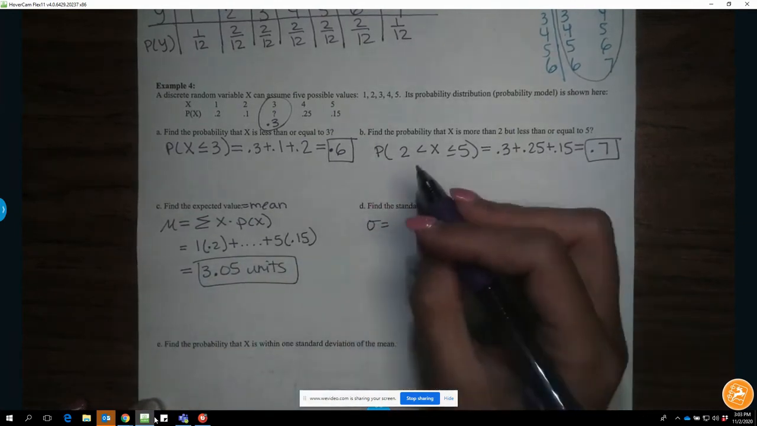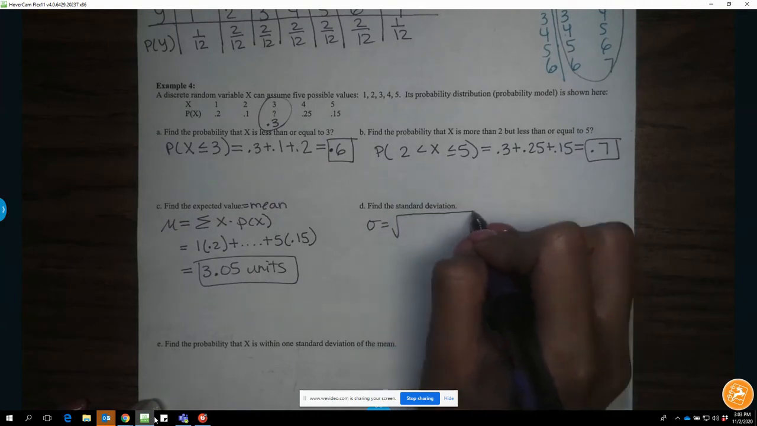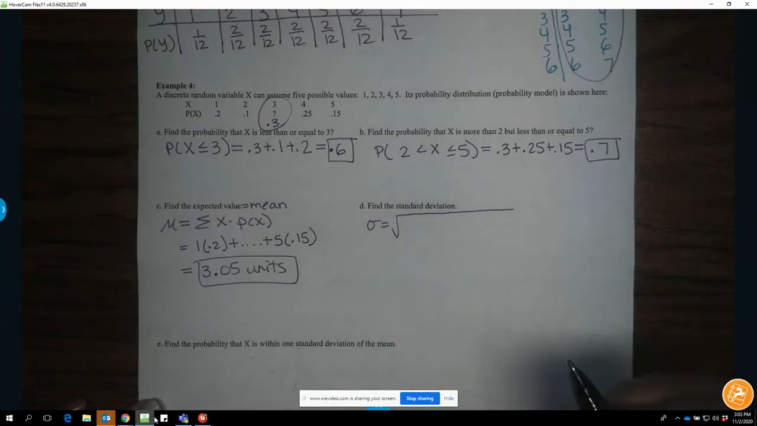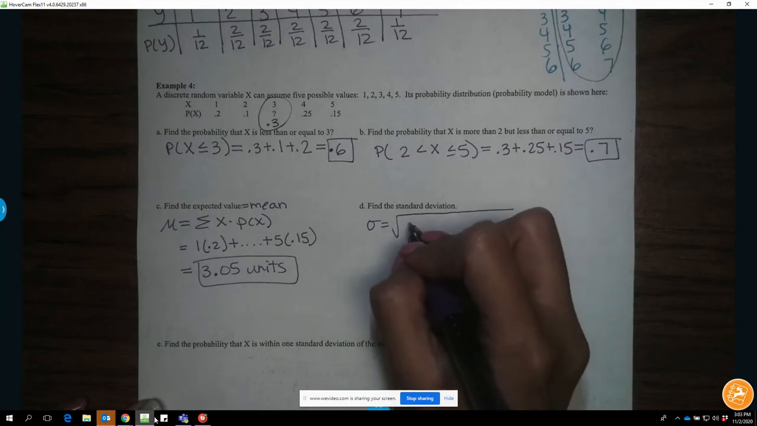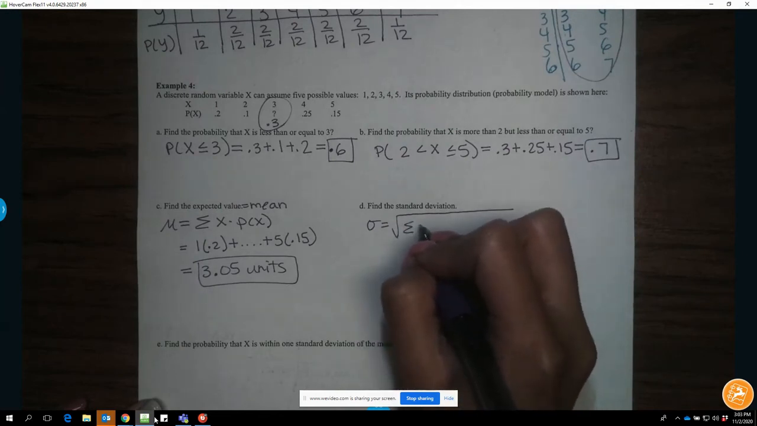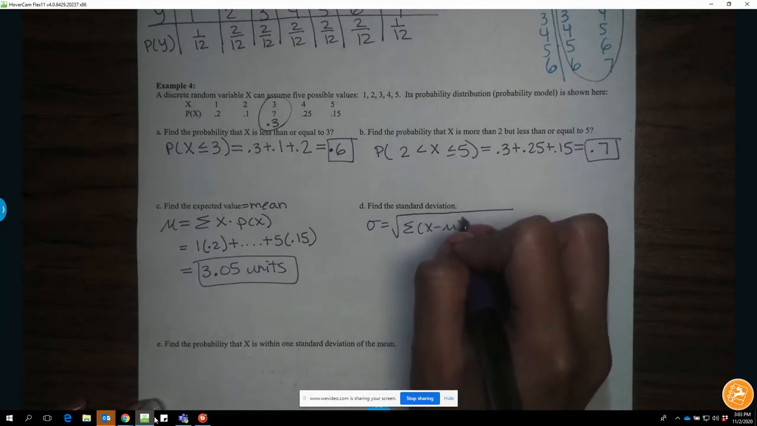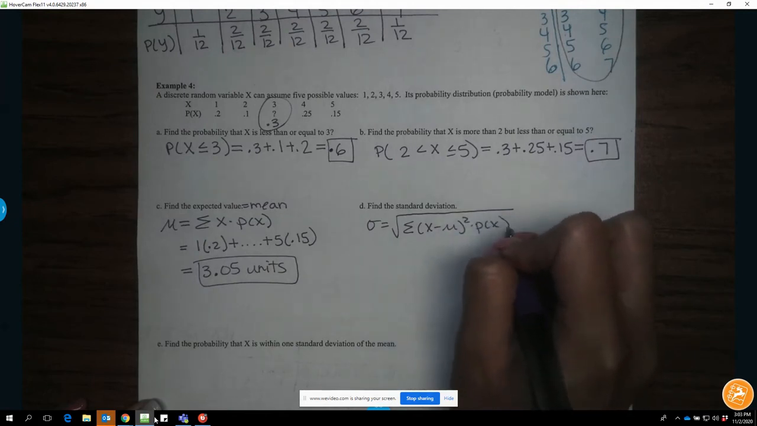There's a formula, and the formulas are on the formula sheet that you get when you take the AP exam. So the formula is the square root of the summation of x minus the mean squared times p of x.